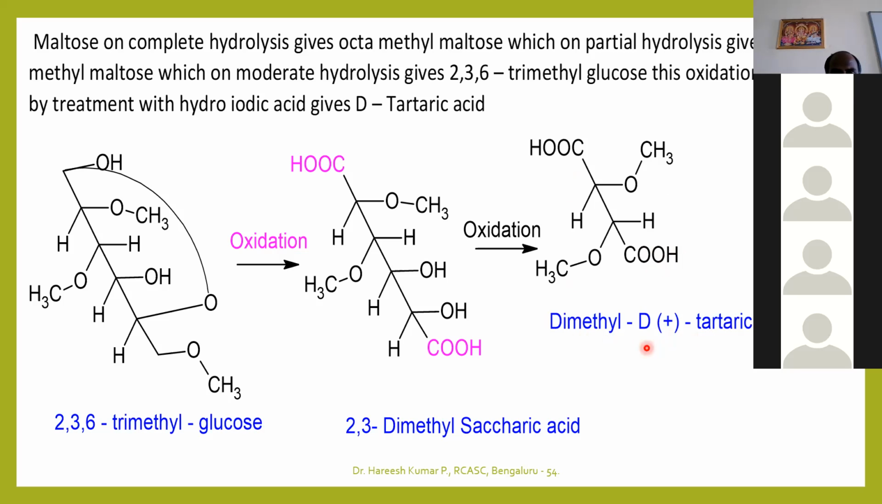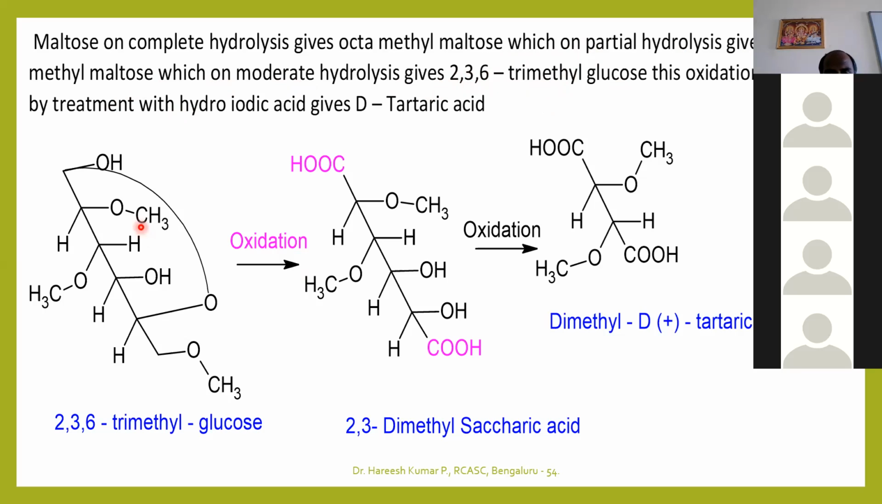One question is framed on this, so for that reason I am discussing it. For this question, what you need to answer is that maltose on treatment with dimethyl sulfate undergoes methylation and gives octamethyl maltose. This octamethyl maltose on partial hydrolysis gives heptamethyl maltose, meaning one methylated group is converted into a free hydroxy. That heptamethyl maltose on moderate hydrolysis gives 2,3,6 trimethyl glucose.